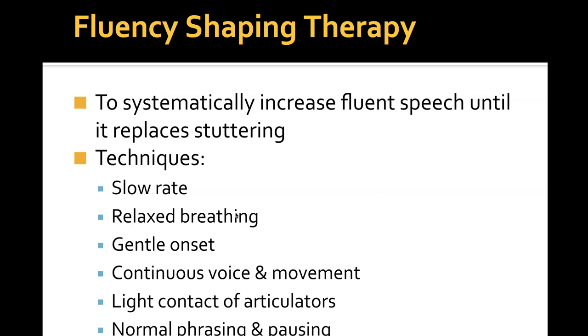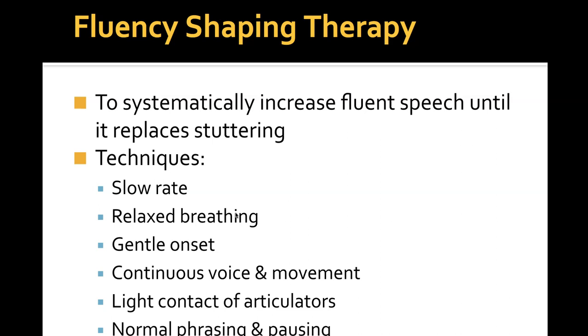And the reason why this is helpful is because, in normal speech, it's voiced sound, unvoiced sound, voiced sound, unvoiced sound, voiced sound, unvoiced sound, voiced sound, unvoiced sound. It's harder. If you're continuously voicing everything, it takes out a big step of speaking, and again, it makes it easier. Then we've got light contact of articulators.